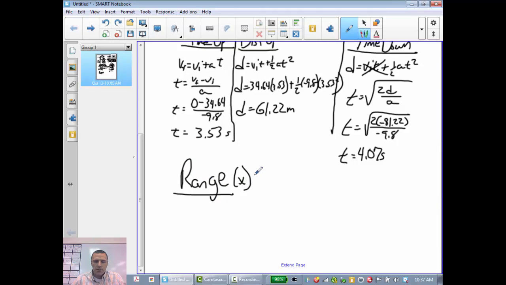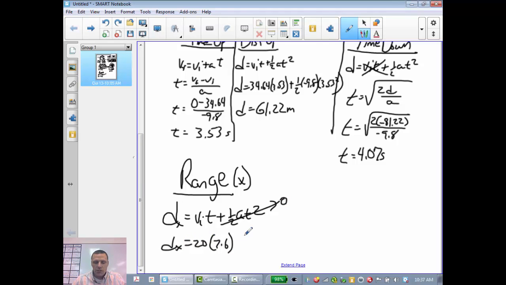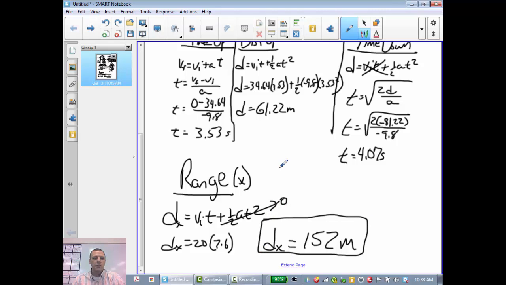And finally, we can find the range if we know the time. This is in the x direction. Distance in the x direction, or displacement, is ViT plus 1/2 AT squared. There's no acceleration. My velocity is 20 times 7.6. And your range in the x direction is about 152 meters. There's some decimal and rounding things that can happen there, but it's 152.